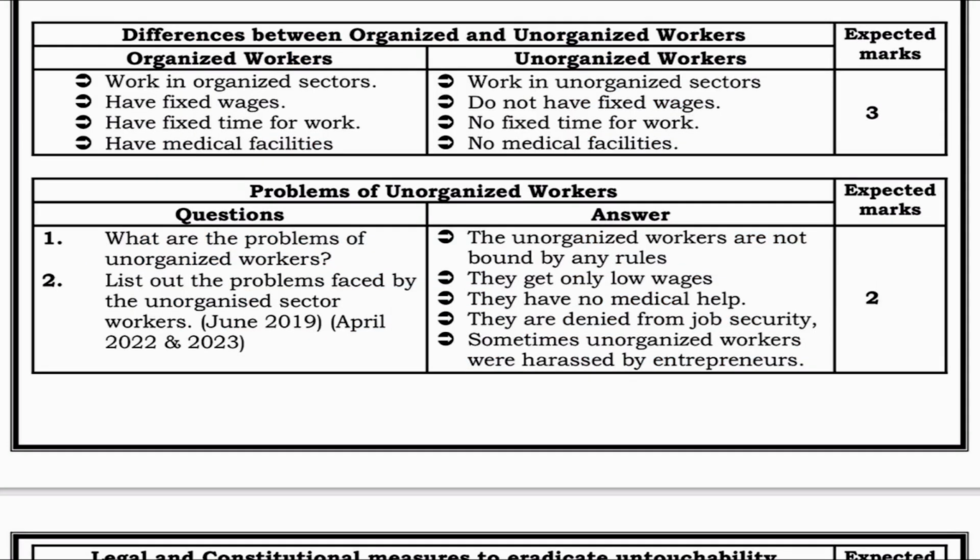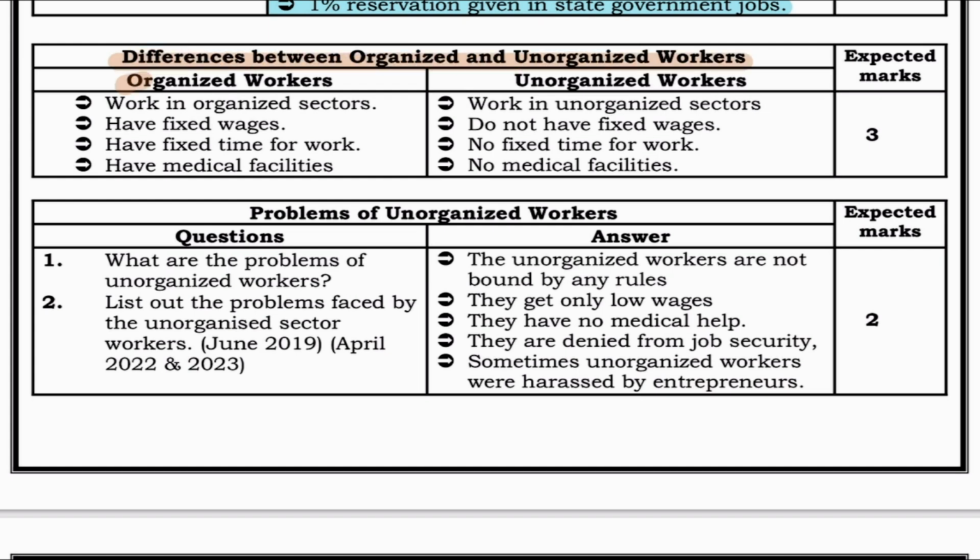Differences between organized and unorganized workers. Workers in the organized sector have fixed wages, have fixed time for work, and have medical facilities. Unorganized workers work in the unorganized sector, do not have fixed wages, no fixed time for work, and no medical facilities.